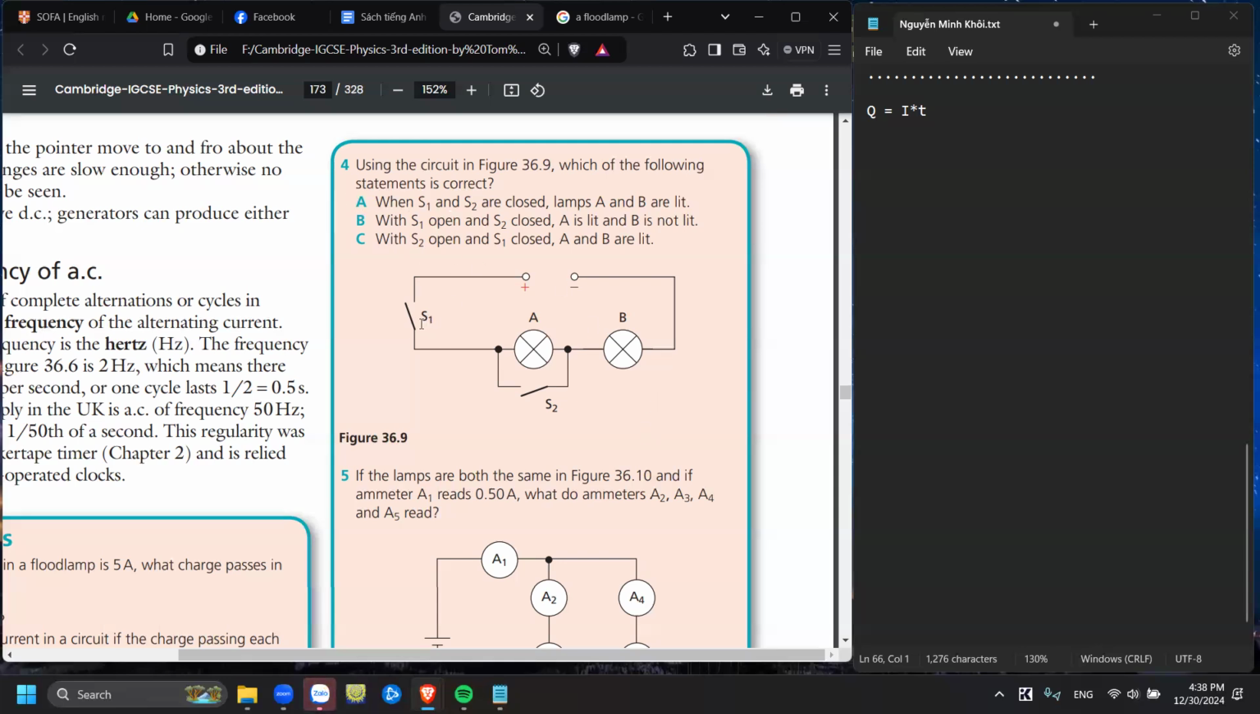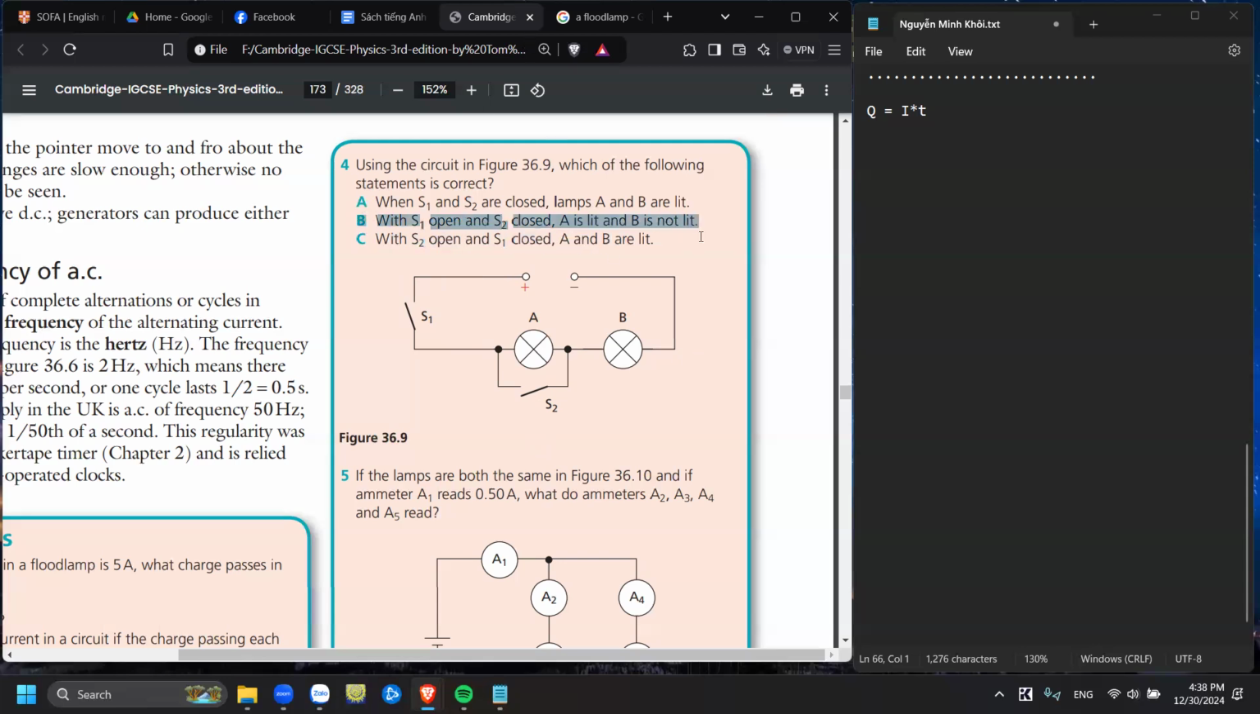When S1 and S2 are closed, which means it's going to conduct electricity, lamps A and B are lit. Of course, if S1 is closed, there will be a flow of electrons through A and also B. So of course, these two lamps are lit, correct. But S2, you don't need S2 to be closed. If it's open or closed, there will be a flow of electrons through A and B anyway, right? So still, A is correct.